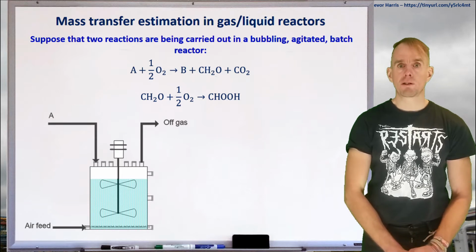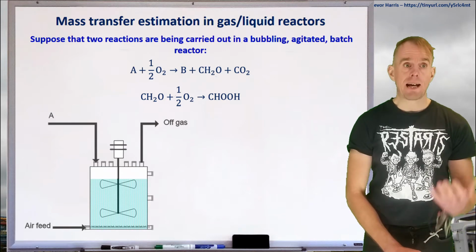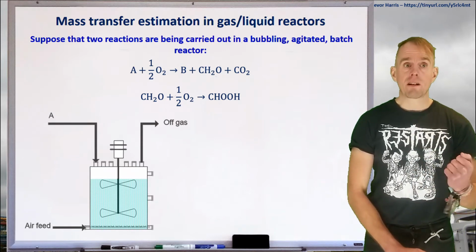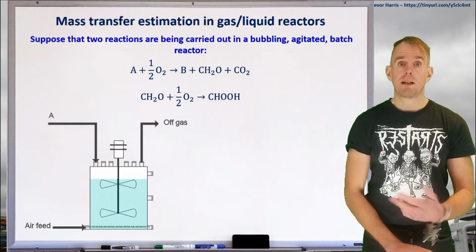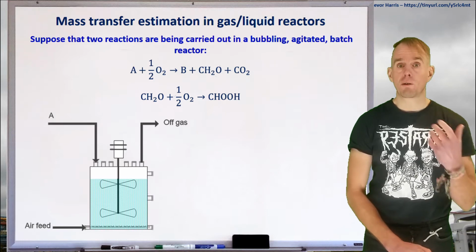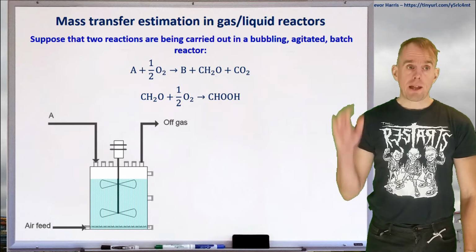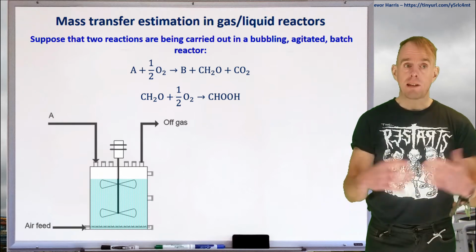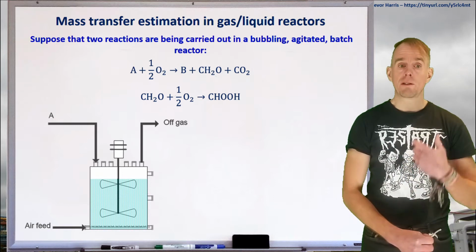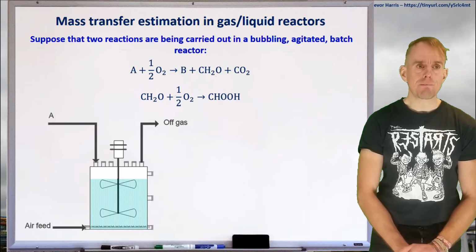Let's suppose that we've got our herbicide precursor A, and we're oxygenating it. That produces our herbicide component B plus formaldehyde plus carbon dioxide. Let's suppose there's a side reaction as well, that formaldehyde is further oxidized to formic acid. So there we have our two reactions. It takes place in a multi-phase system. Rather than using pure oxygen, we're going down an inherently safer route of using air as our reaction medium.